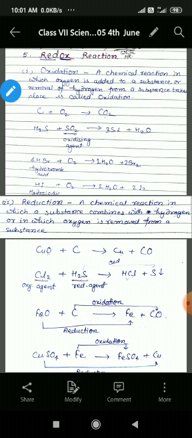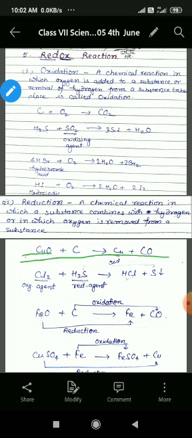Example here, students, copper oxide when it reacts with carbon. In this case oxygen is removed from copper oxide and it is forming copper, that is Cu only. So you can see here, students, from copper oxide oxygen has been removed and only copper has formed. So here because of removal of oxygen, this reaction will be said to be a reduction reaction.